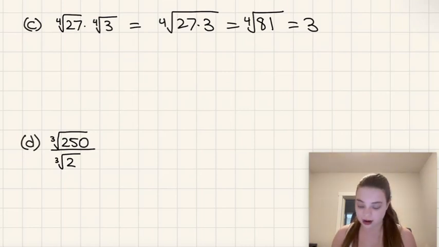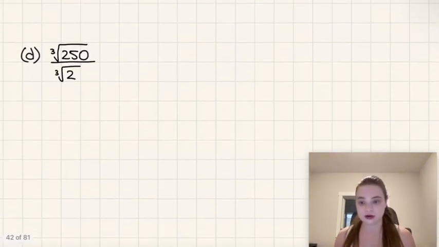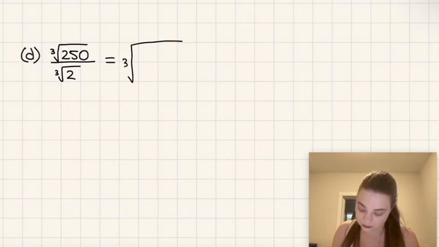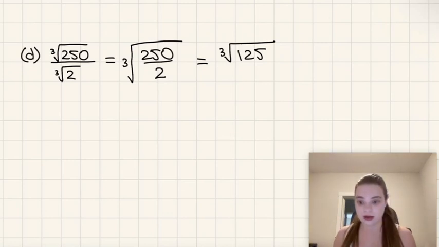All right, and then for our last one, D, we have the cube root of 250 over the cube root of 2. And we know that from the quotient rule, that this is the same as the cube root of 250 over 2. Now, 250 over 2 is the same as 125. The cube root of 125 is 5, since 5 cubed is 125. So there we have it.